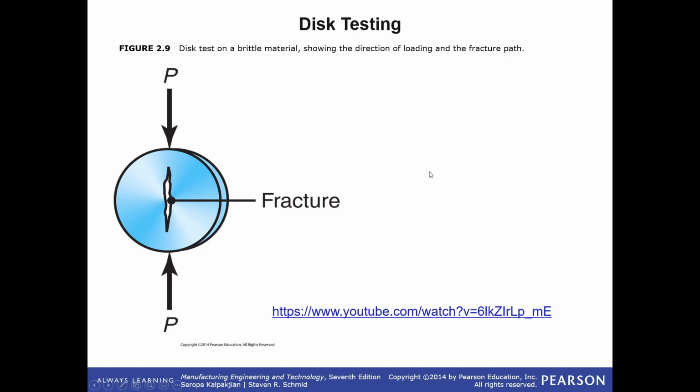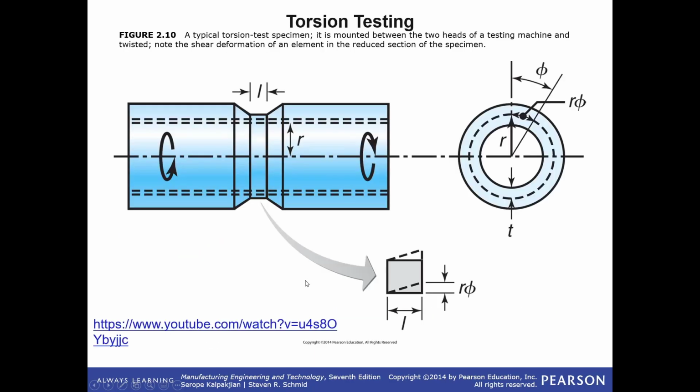Disc testing. So disc tests on brittle materials show the direction of a loading and the fracture path. Again, for brittle materials, think ceramics, maybe glass, and you want to see the fracture path. So basically, under what load does it fracture, and how does it fracture? That's a fracture test, and I've heard of these being done quite a bit with brittle materials, so ceramics and glasses. Ceramic engineers tend to do a lot more of those types of tests.